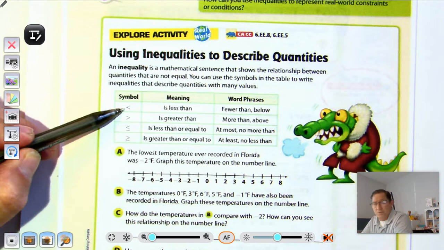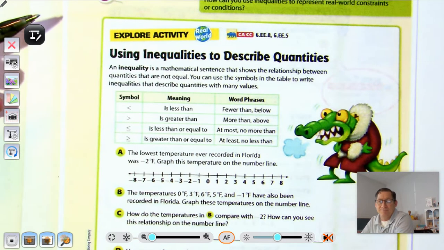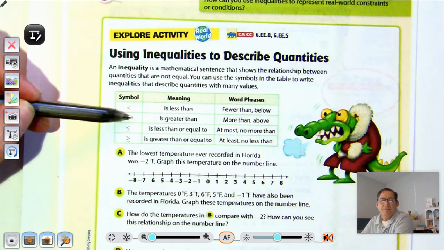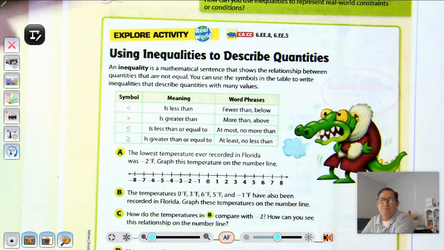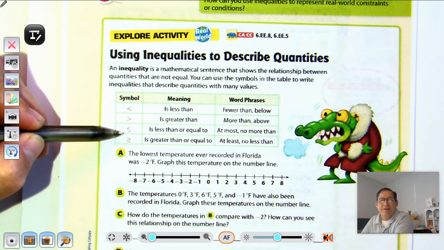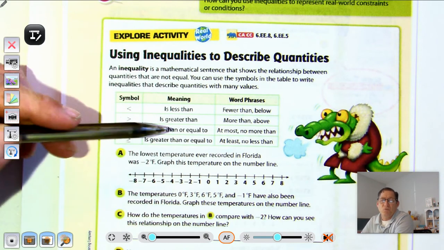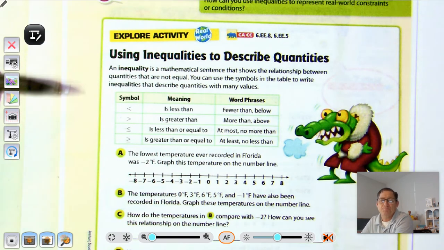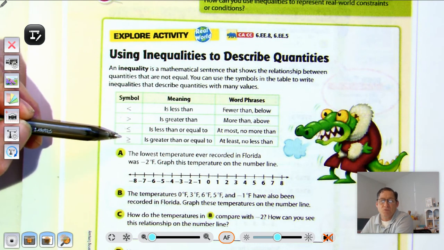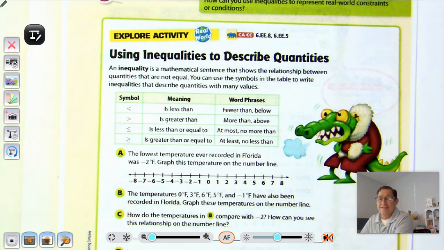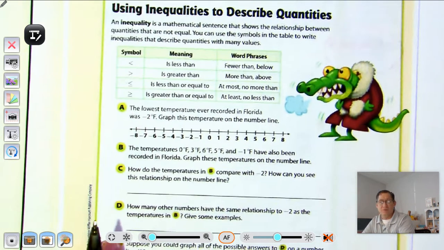All right, so when we see this symbol, we know that means less than. And some word phrases would be fewer than, below. This symbol is greater than. And some word phrases are more than or above. Now this one is called less than or equal to, and some word phrases you would see with that are at most or no more than. And finally, we have this symbol, which is greater than or equal to. And the word phrases you'll see in that situation are at least or no less than. So let's go ahead and look at a couple and let's practice.